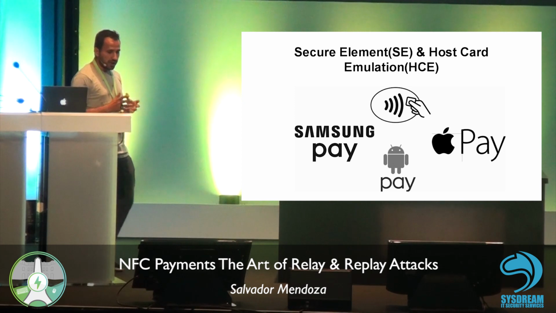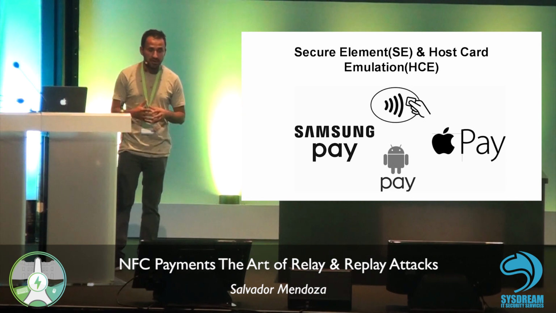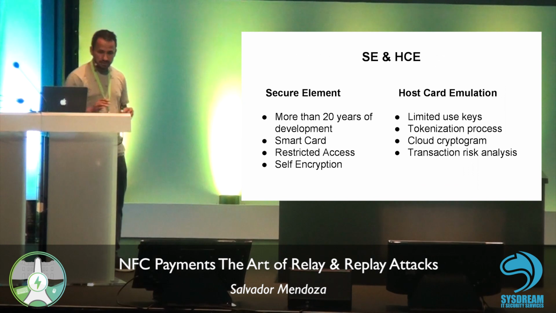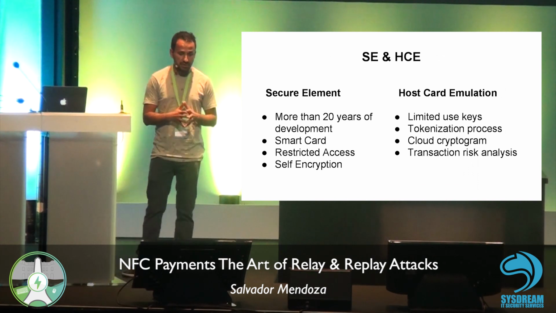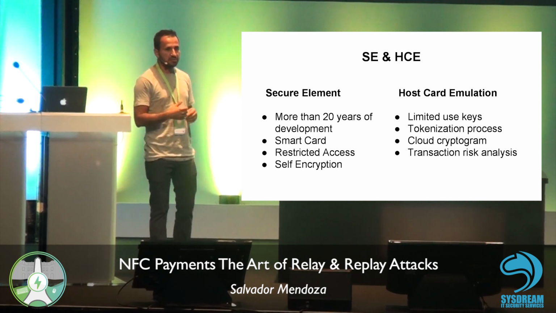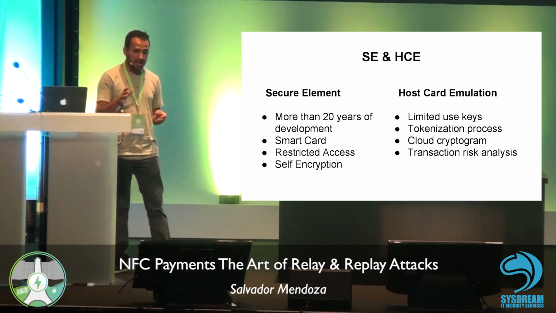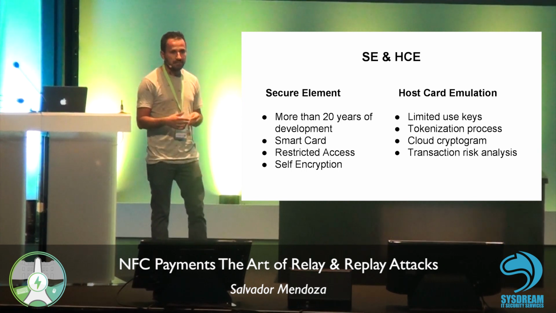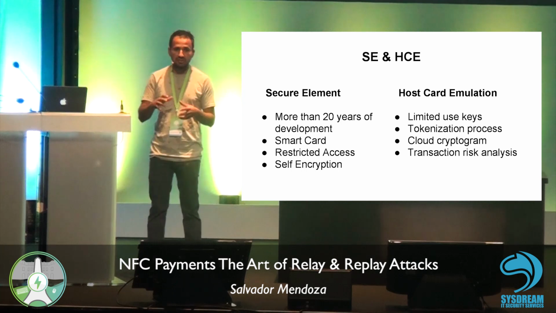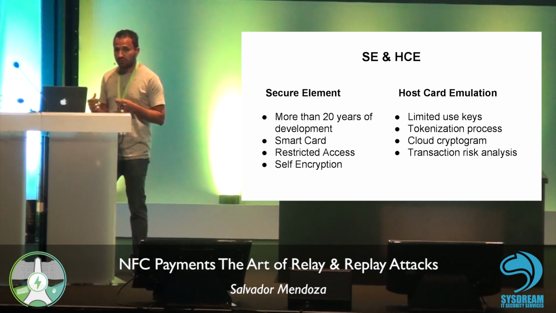So we have 2 technologies, secure element and host card emulation. Basically, secure element is used in Samsung Pay and Apple Pay, and host card emulation is implemented in Google Pay. There are different characteristics. Secure element has more than 20 years in development: smart card, restricted access, self-encryption. Basically, in self-encryption, we're talking about cryptograms, application transaction counters, and things like that. On the other side, host card emulation has limited use keys, basically 4 or 5 keys. Google Pay basically downloads these tokens, 4 or 5 tokens, so you can make payments. And of course, there is cloud cryptogram validation.